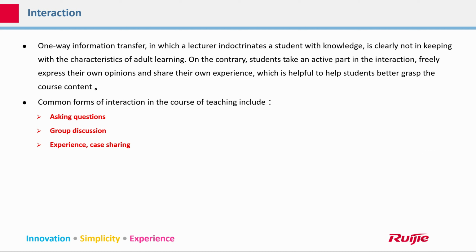One-way information transfer, in which a lecturer indoctrinates a student with knowledge, is clearly not in keeping with the characteristics of adult learning. Because for adults, when they learn some knowledge, firstly, this knowledge should be useful, and they should be interested, so they will learn it. On the contrary, when students take an active part, freely express their own opinions, and share their own experiences, it helps them better grasp the course content.